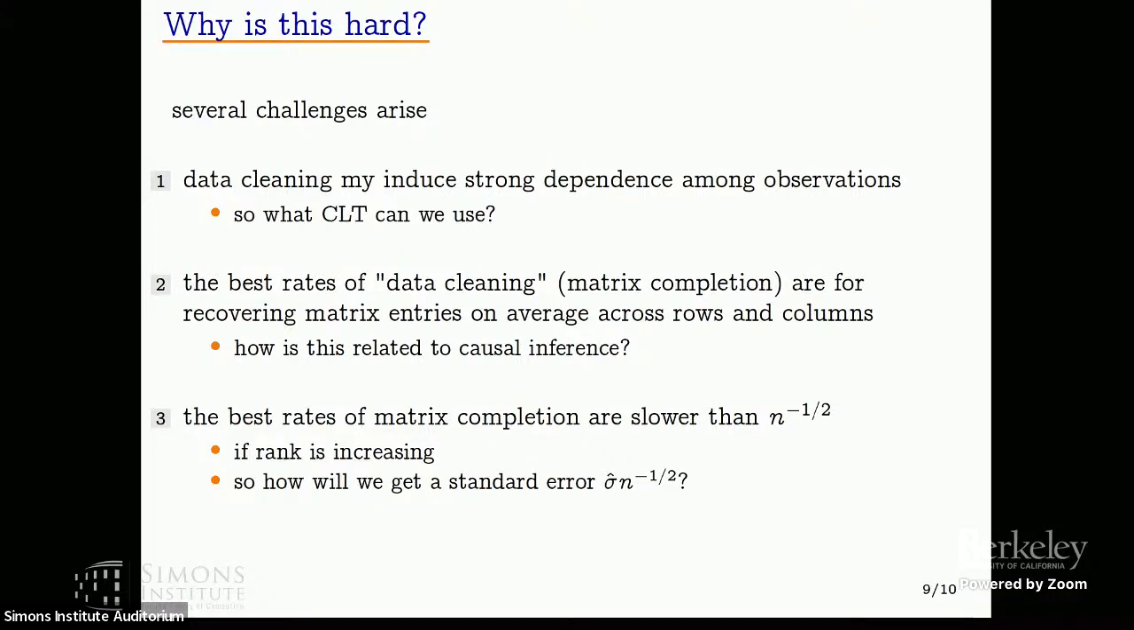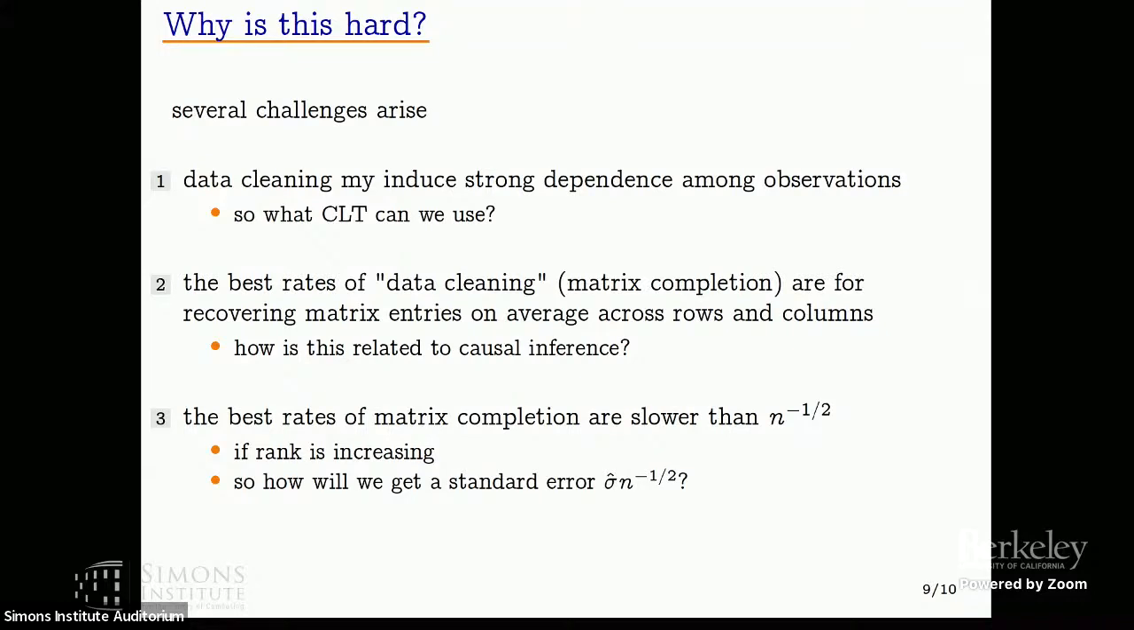The next issue is that if we think of the data cleaning literature, perhaps we turn to the matrix completion literature, we see results that, if we want relatively good rates, are for recovering not matrix entries entry-wise or in max norm, but rather matrix entries on averages across rows and columns, a Frobenius norm type of idea. And so I think a conceptual question is, how is this even related to causal inference?